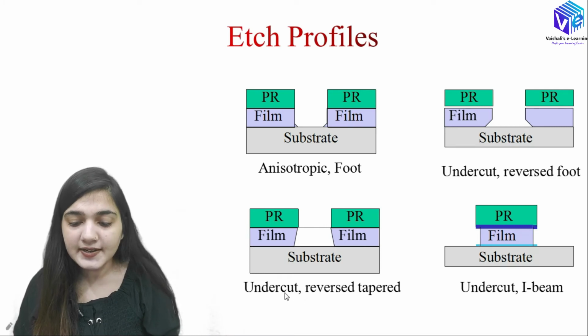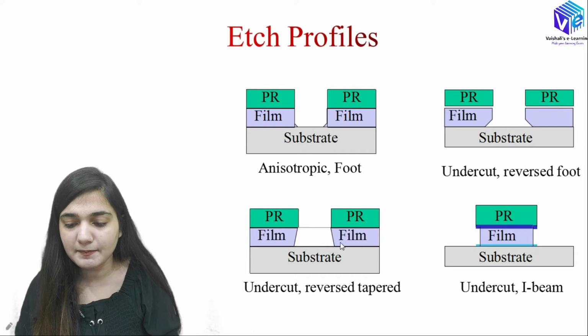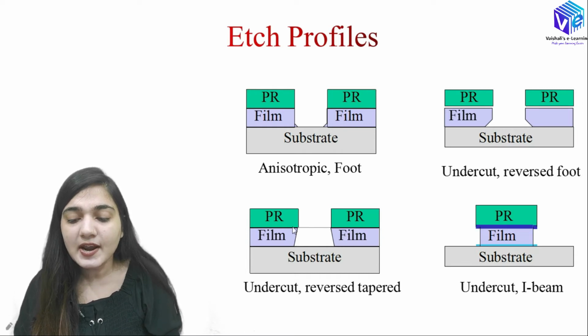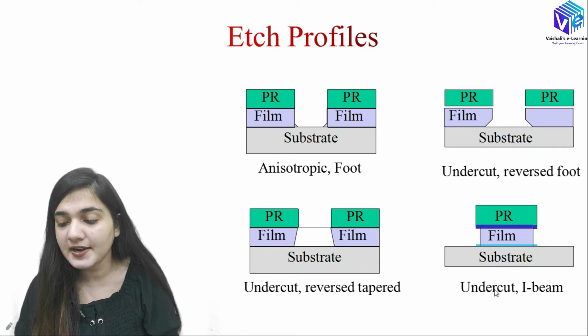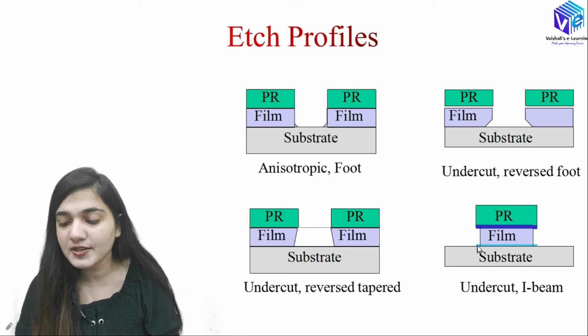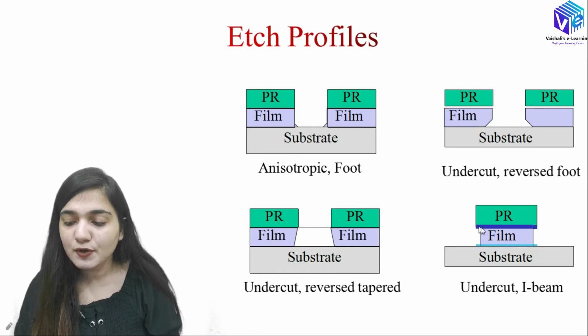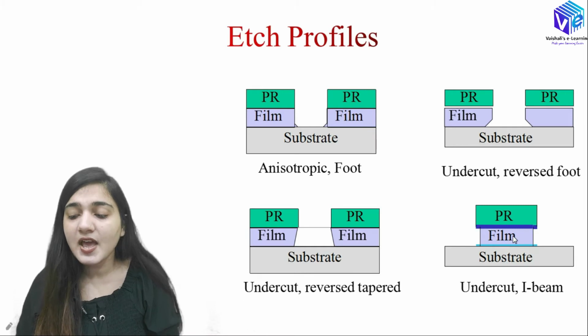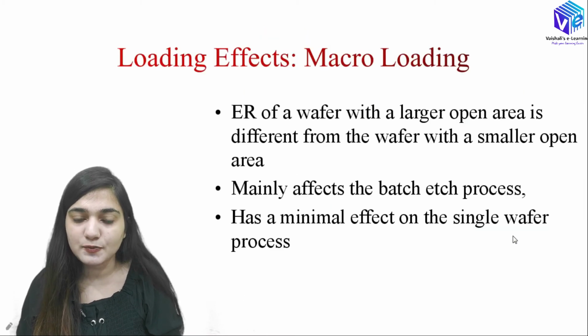Then we have undercut as well as reverse tapered. So this is my reverse tapered type of etch profile. The film is reversely tapered and here we have the substrate. Then we have the undercut and the I-beam. Here you can see we have an I type of structure. Over the substrate we have a material, and below the photoresist also we have the material, and in between that we have the film. This is the undercut I-beam etch profile.